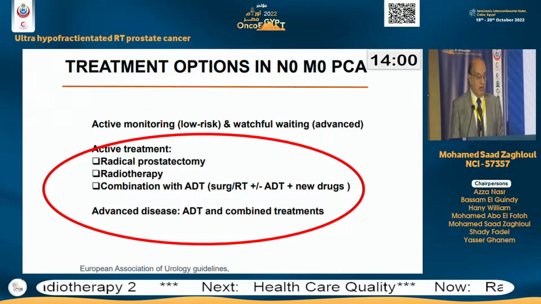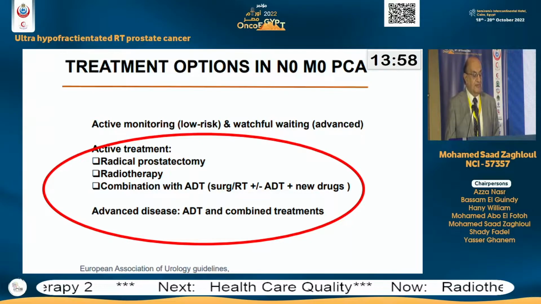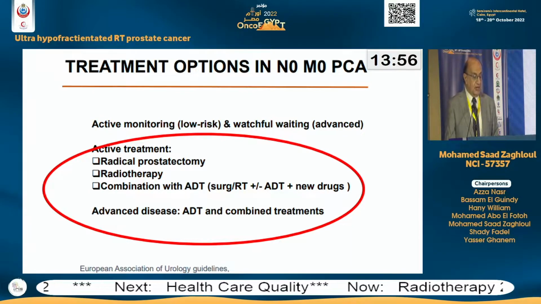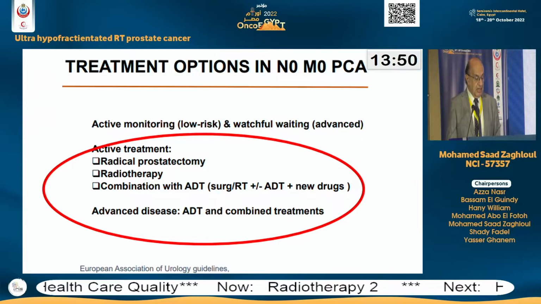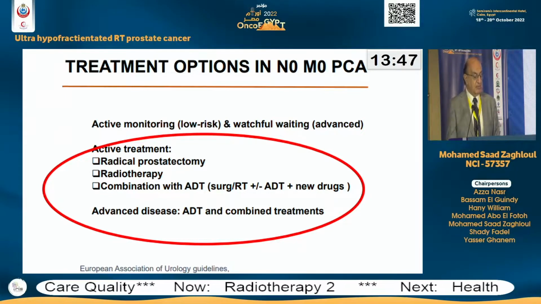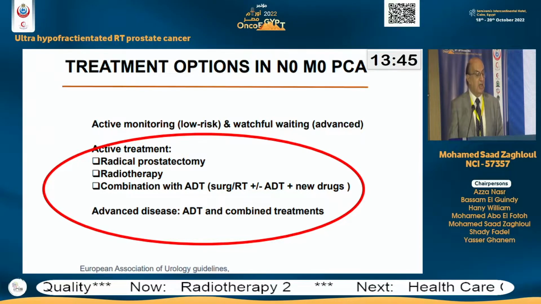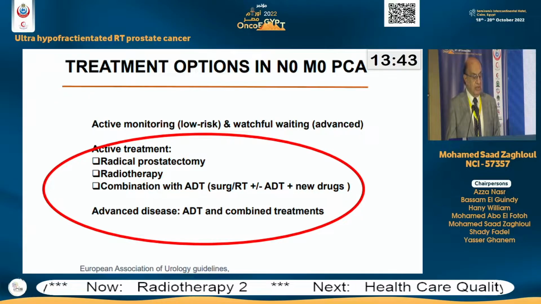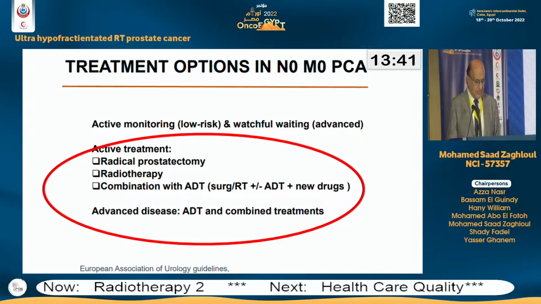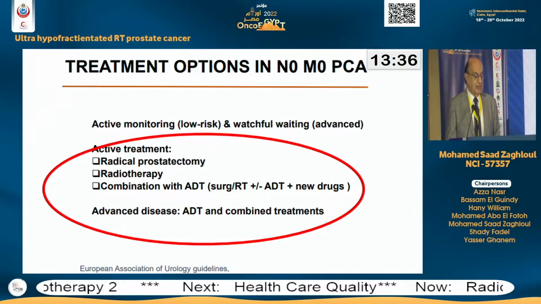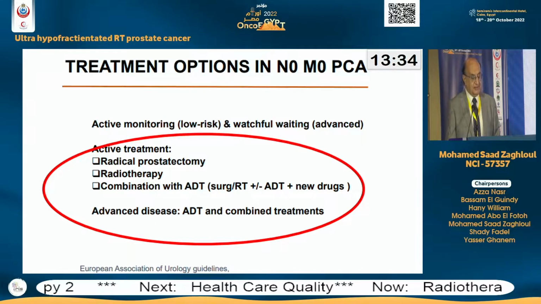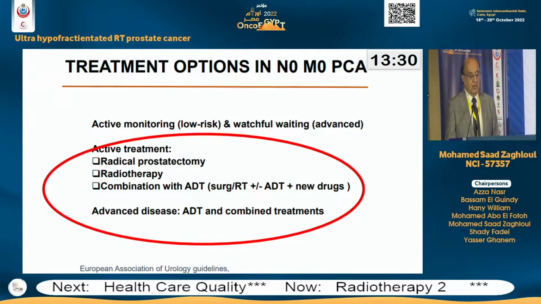For low risk, active monitoring is the treatment of choice. The active treatments for intermediate and high-risk patients are radical prostatectomy, radiotherapy, or combinations with androgen deprivation treatment, and advanced disease is treated with androgen deprivation treatment and combined treatment.